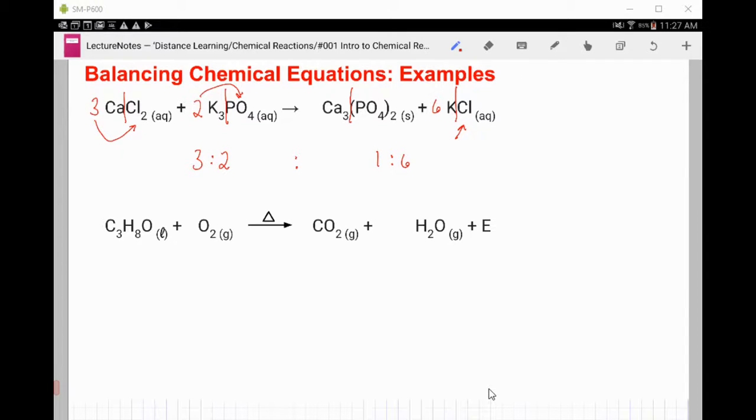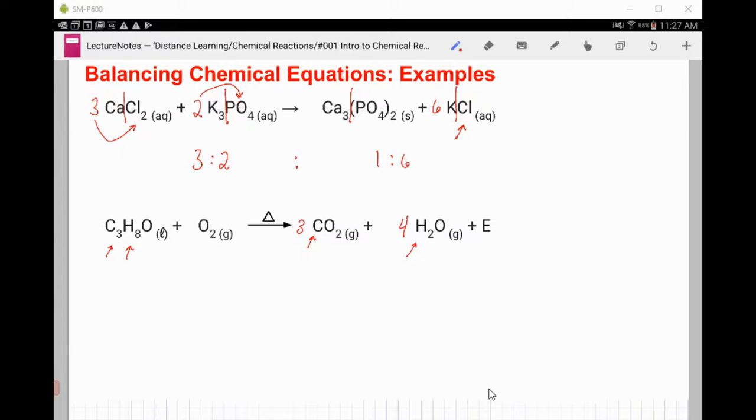And then for our last example, again, I noticed that there's a carbon and hydrogen compound producing carbon dioxide and water. So I'm going to remember the trick of doing my carbons first, hydrogen second. 3 carbons in the start. So I need to get 3 carbons on the products. 8 hydrogens at the start. So I need to get 8 hydrogens on the products.